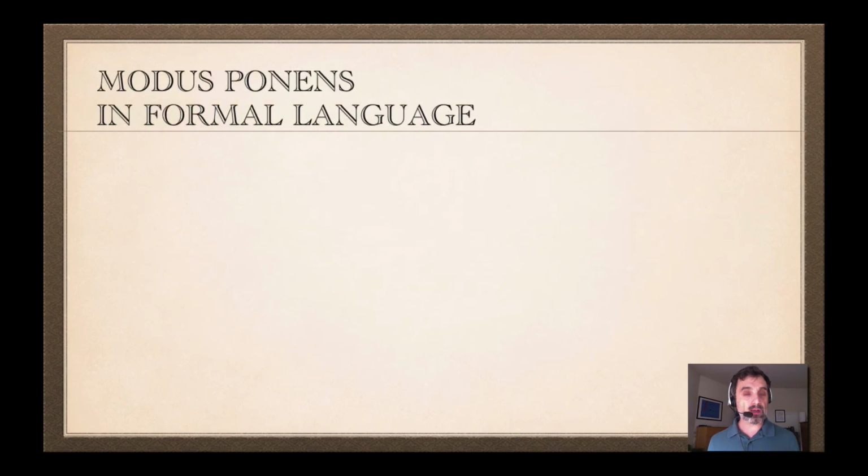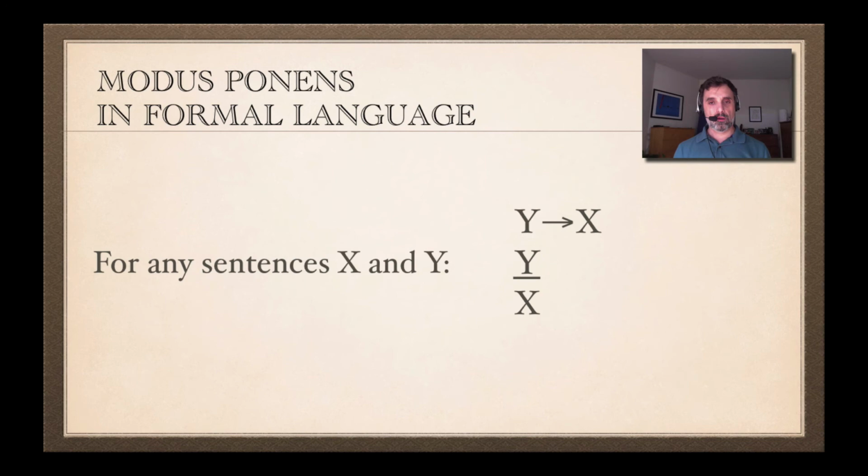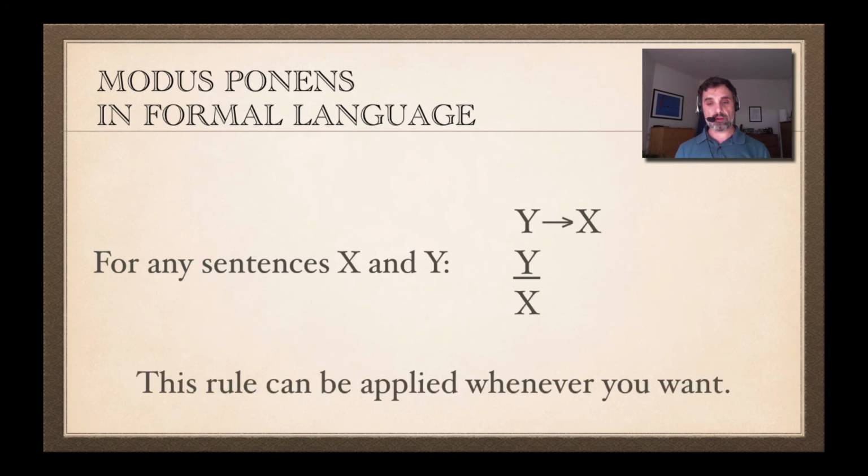So you want to learn how to recognize modus ponens, because you're going to be using it a lot. And in particular, you want to learn how to recognize it in the formal language. So what does it look like there? Well, we say for any sentences x and y, if you have a conditional, if y then x, and you also have y, then you can infer x. So you can apply this rule whenever you want. Whenever you have the premises of the rule, if y then x and y, then you can infer the conclusion x.